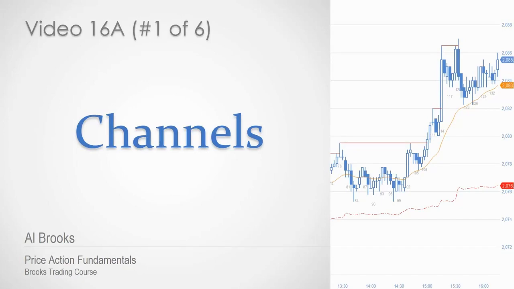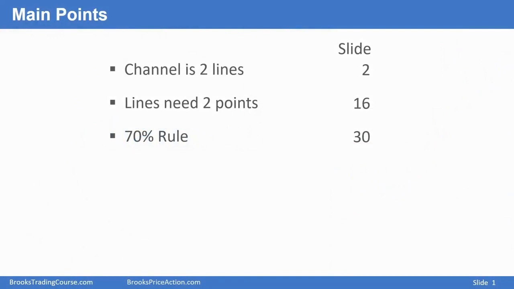This is the first of 6 videos on channels. A channel is simply 2 lines that contain the price action. And to draw a line, you need 2 points. I'll finally talk about the 70% rule, which means that if there's a breakout of a channel, up or down, does not matter if it's a bull or bear channel, there's about a 70% chance that the breakout will fail and reverse and go to the opposite side of the channel within about 5 bars.